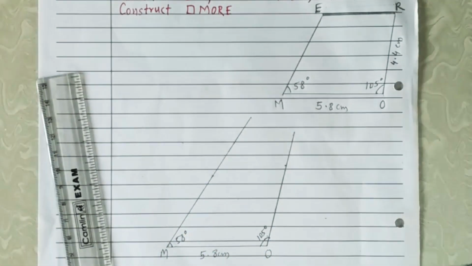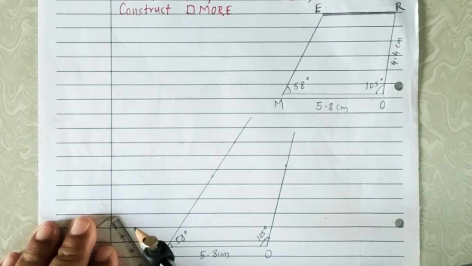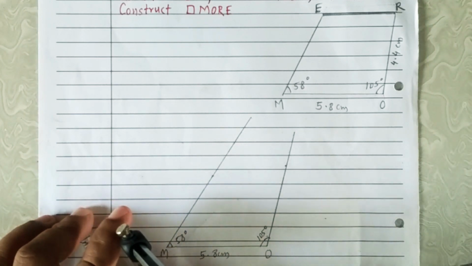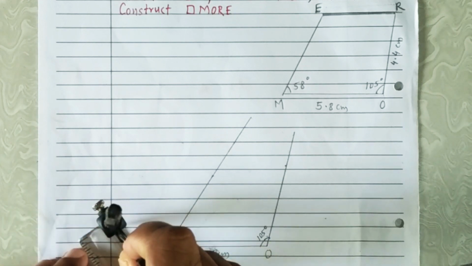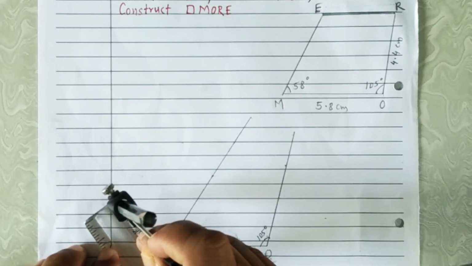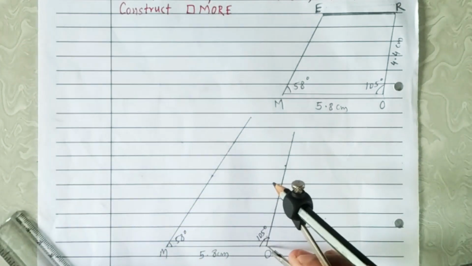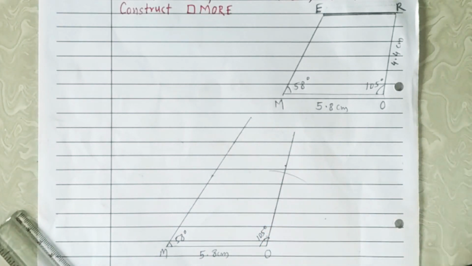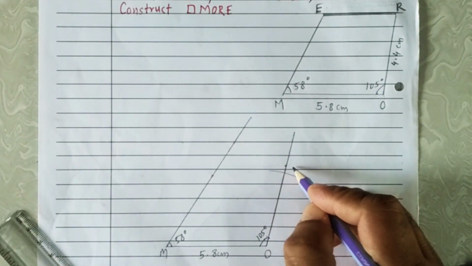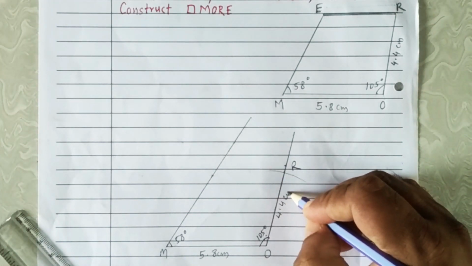Now take distance equal to 4.4 centimeter in the compass. Keep the pointer at O and plot the point R. So distance OR is 4.4 centimeter.